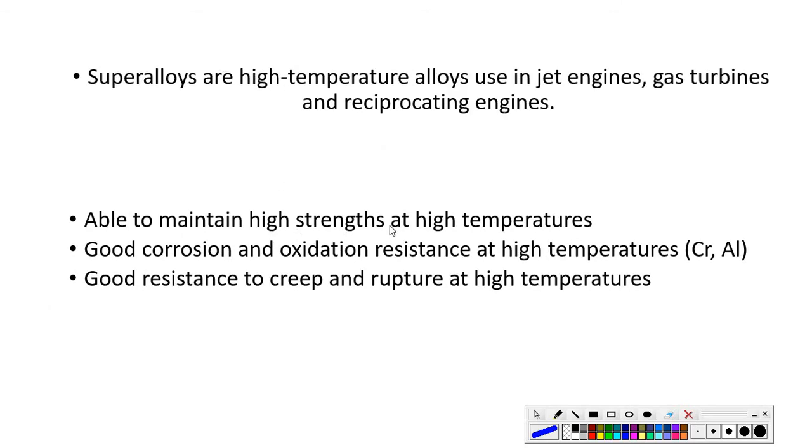So it has a very high strength at a high temperature. The next important property is corrosion resistance. It has good corrosion resistance and oxidation resistance at a high temperature. And the next one is good resistance to creep and rupture at a high temperature. Most materials show creep deformation at a high temperature, and that is the main failure criterion for a material at high temperature. This superalloy shows good resistance against creep at a very high temperature. So these are the three main important properties of a superalloy.